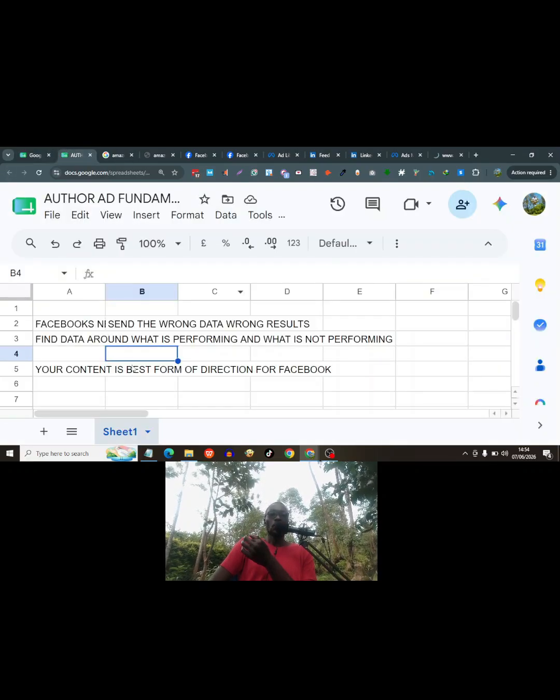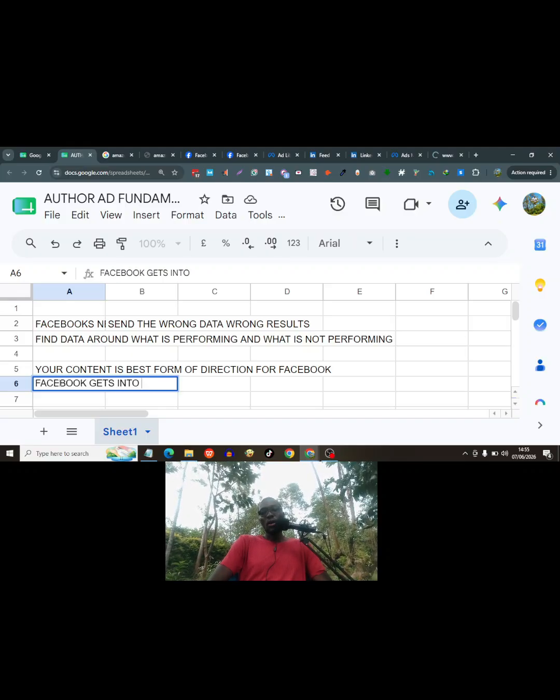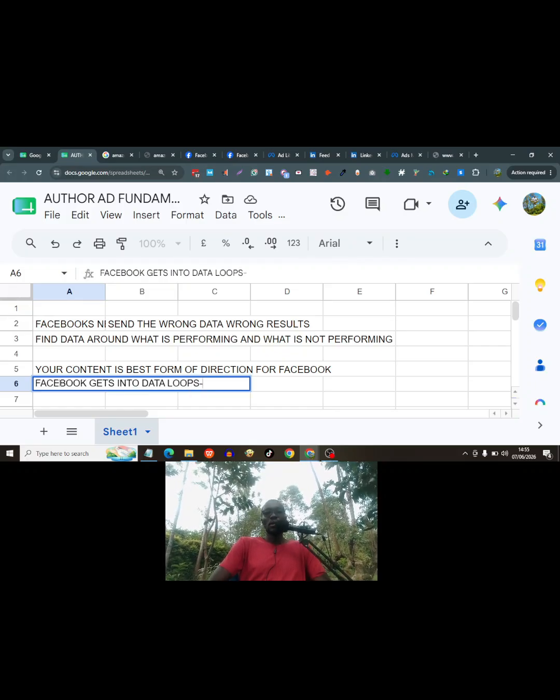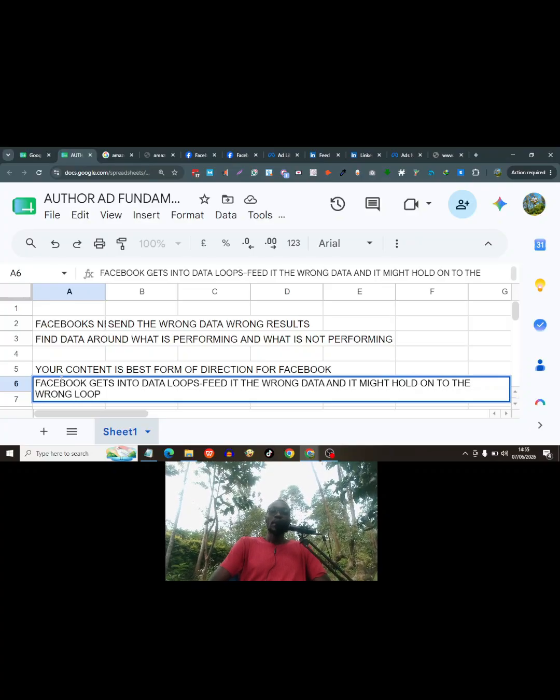Okay, so these are two fundamental things. There are three really, but your content is the best form of direction, and Facebook gets into loops, data loops. So break the loop. Feed it the wrong data and it might hold on to the wrong loop. And for other niches, the funnel is set up to self-correct this.